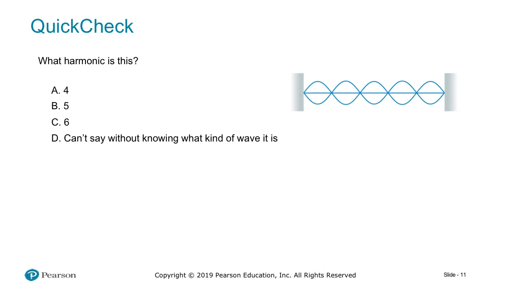Okay, so let's do some practice. Here's a standing wave that I've somehow set up on a string by plucking it or shaking it, or I've done something to make this harmonic. What harmonic is it? Remember to count the harmonics. To get the harmonic, you just count the bumps. So 5 bumps, 5th harmonic.